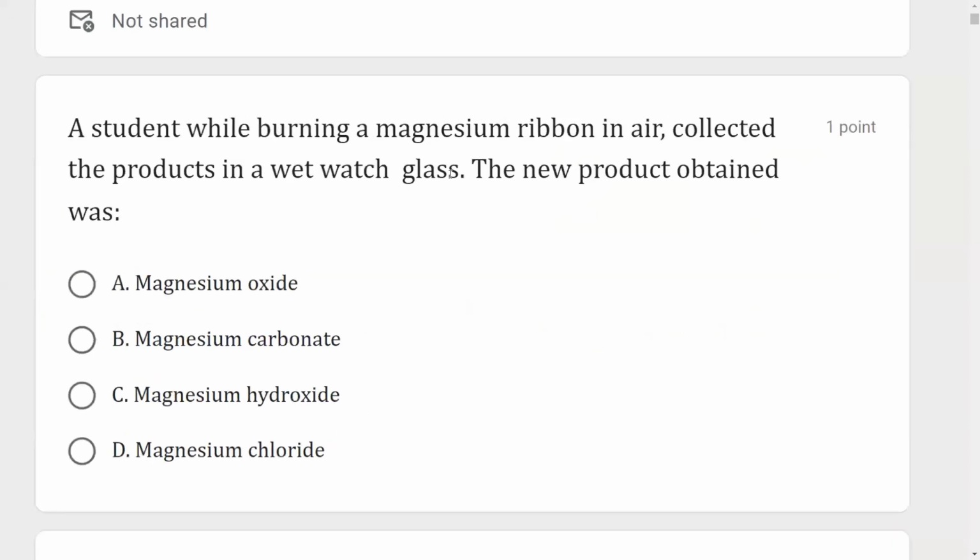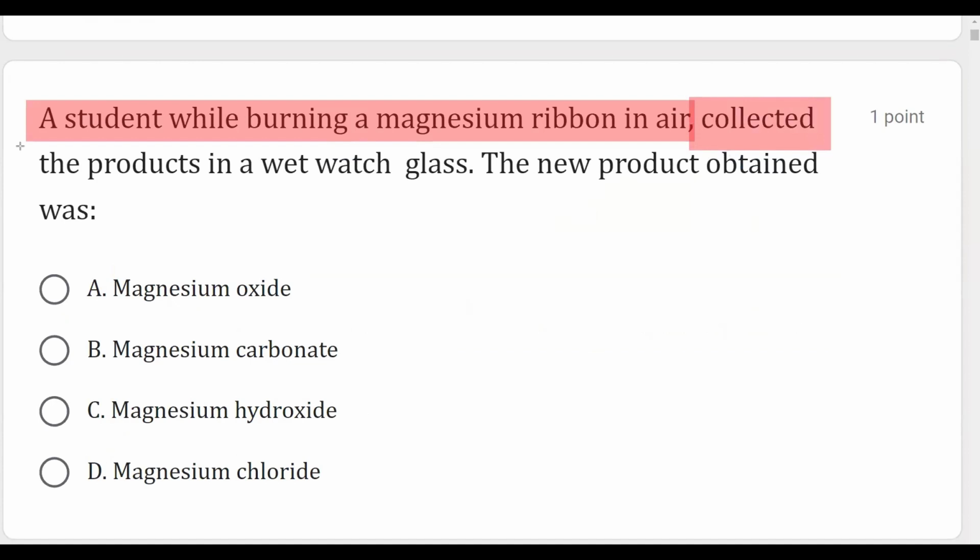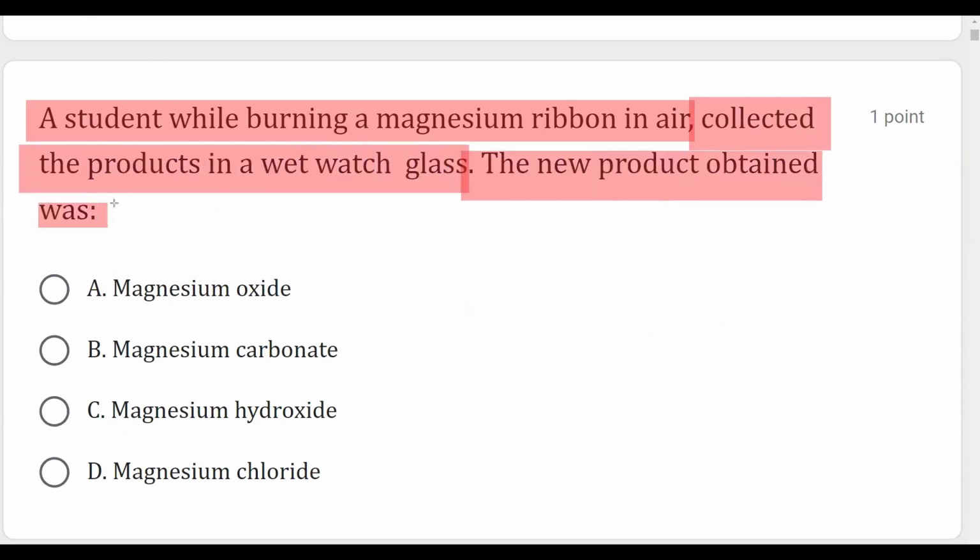The first MCQ says that a student is burning magnesium. The question says that a student burning magnesium ribbon in air collected the product in a wet glass. The new product so formed is... So what we know is that magnesium is a very reactive metal, and when it reacts with oxygen, it burns with oxygen to produce magnesium oxide. Well, in one go, it may appear to you that the answer is magnesium oxide, but this is not correct.